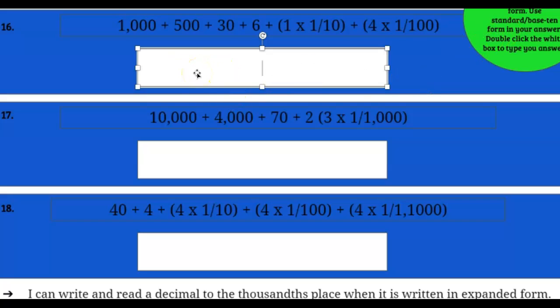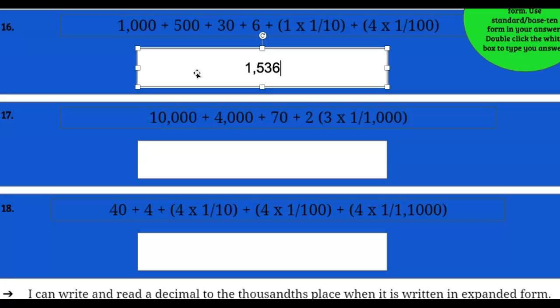Well, this is where they've already told you what is in each place value, so you know you're going to have a number that's in the thousands, your whole number. So the value in the thousands place is just 1,000, so that lets me know I only have a 1 in the thousands place. If I have 500, that lets me know I have a 5 in the hundreds place. If I have 30 or 3 tens, that lets me know that there's a 3 in the tens place. 6 ones is simply 6.